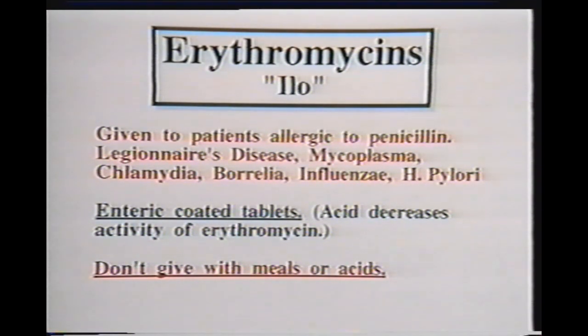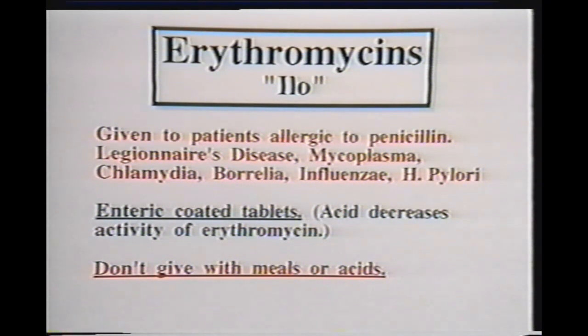They're also very effective against conditions like Legionnaire's disease and mycoplasma infections, which are rather difficult to cure. Chlamydia, Borrelia, which is what's transmitted by the deer tick that causes Lyme disease, Haemophilus influenza, the H. pylori, all of these are responsive to erythromycins, such as Biaxin, which is one of the newer erythromycins. Erythromycins usually come in enteric-coated tablets.